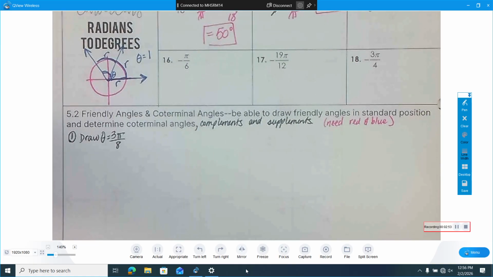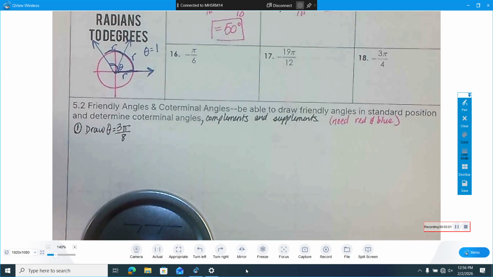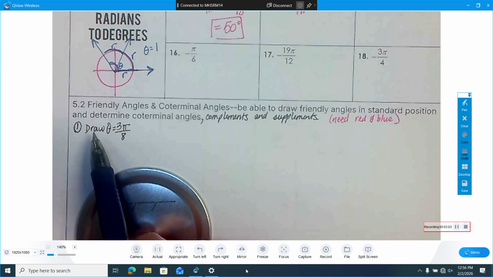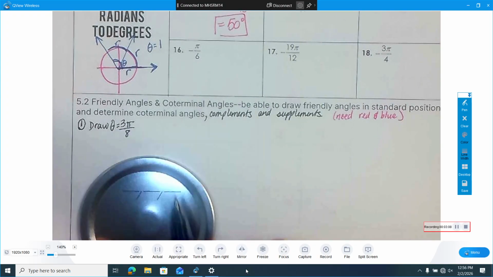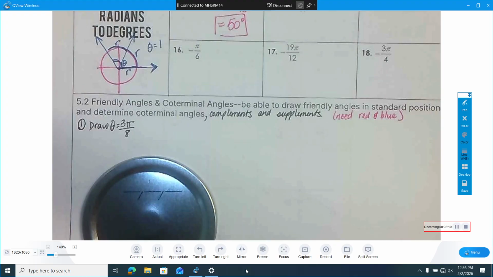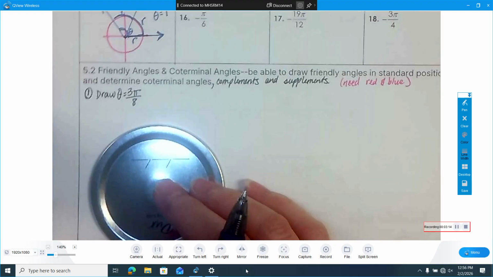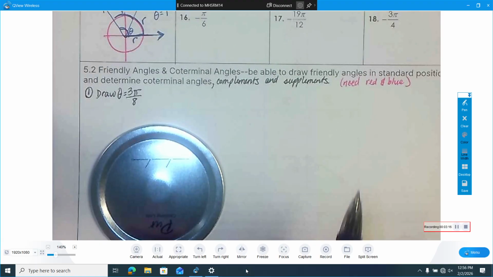And so what we're going to do today is practice drawing angles in radian measure. I want you to go ahead. We are going to draw an angle theta equal to 3 pi over 8. Is this in degrees or radians? Radians. How do we know it's in radians? There's no degree symbol. Very good.